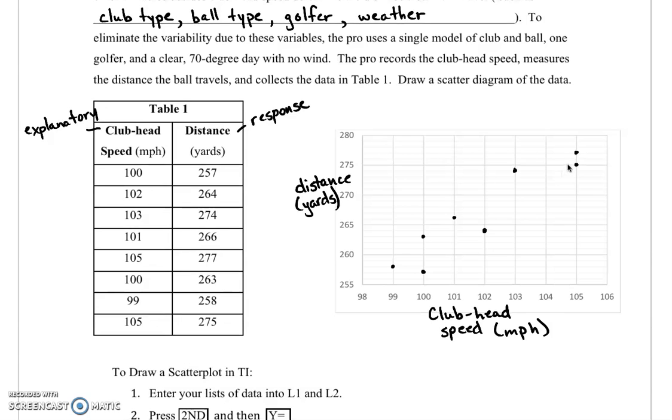So if you notice, we have a couple places where we have club head speeds that are the same, but the distance is different. That's okay, we just put them on our scatter diagram anyway. So we just did this scatter plot by hand, and in a minute I will show you how to do it on the calculator. And by in a minute, I mean in the next video.